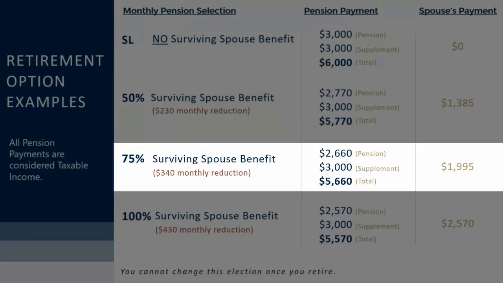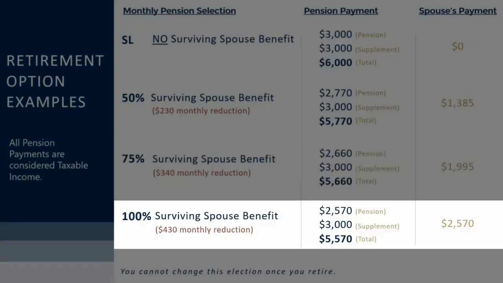If we look at the 75% joint and survivor option, obviously the reduction is a little bit higher. So under this circumstance, the pension, which used to be $3,000, is now $2,660. Again, you add the supplement, which is not reduced, and Joe's pension is $5,660 up until the age of 62. Now, if and when Joe passes away, Jane would receive $1,995 for her lifetime, which is 75% of the $2,660.